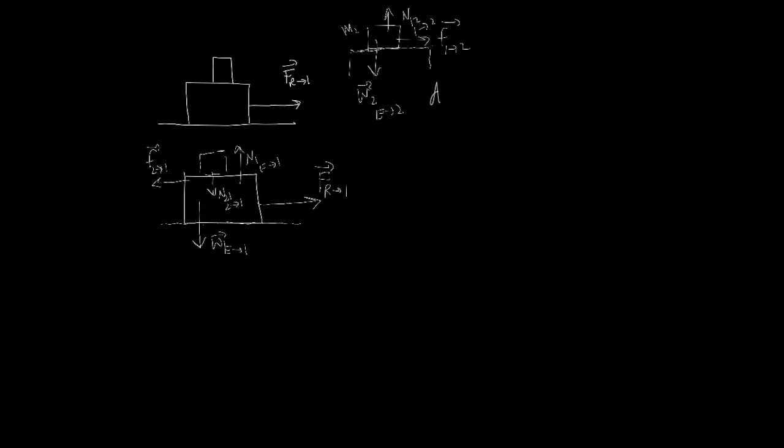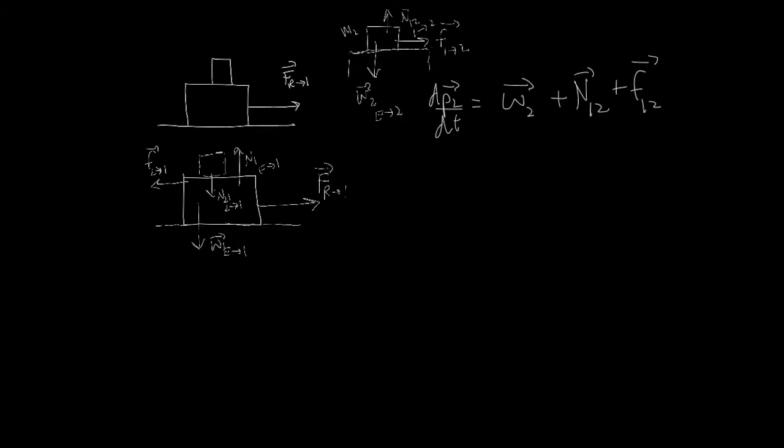So that would say dp2/dt, the rate of change of momentum of block 2, must be the sum of all the forces acting on block 2. So that's going to be the weight acting on block 2, the normal force from block 1 acting on block 2, and the frictional force, call it F12, of block 1 acting on block 2. Bingo, that's it.